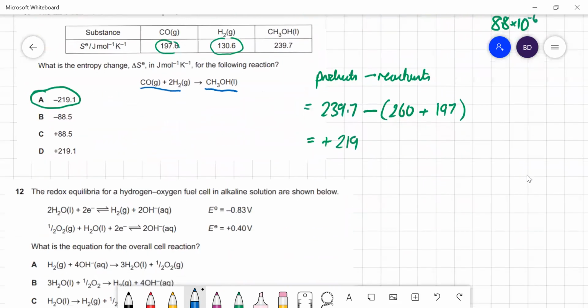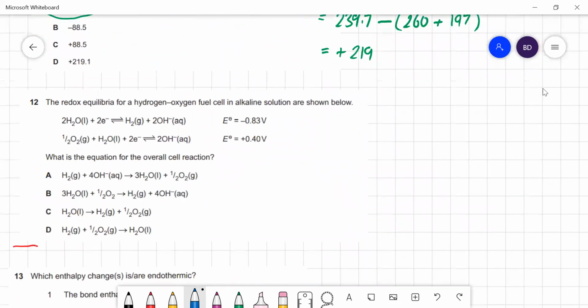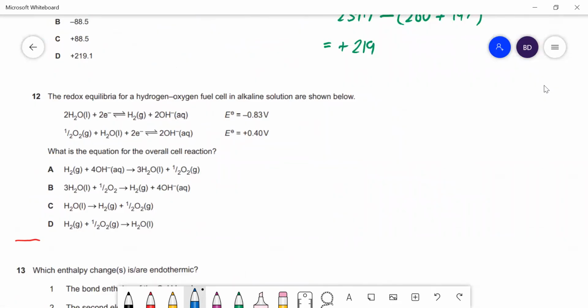Right. Now, this looks like it's a lot of work, but if you know how a hydrogen oxygen fuel cell works, all that happens is hydrogen reacts with oxygen to form water. So you don't have to use the E cell values or the equations actually. You just have to know that. So that is the answer. Sorry, it's not. This one is the answer. So you're using the energy you get out of that reaction to generate a current.